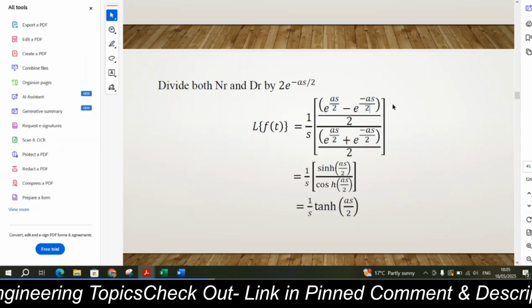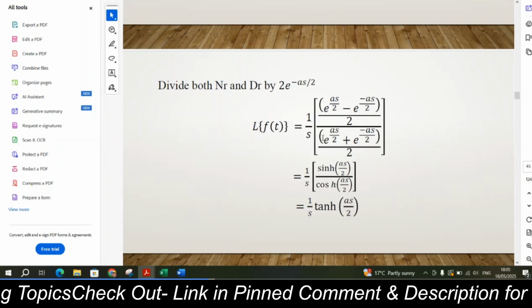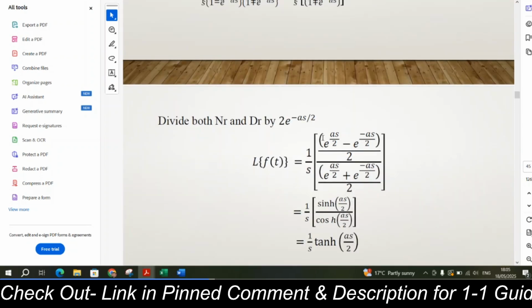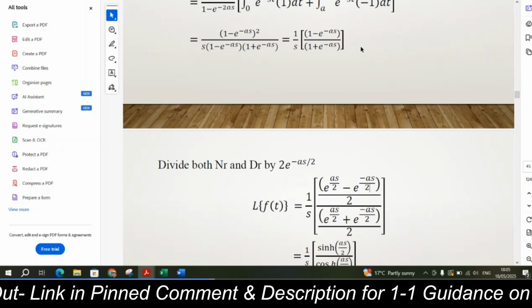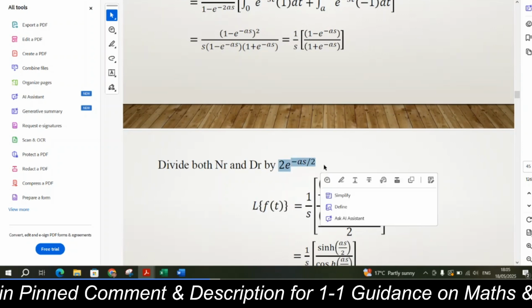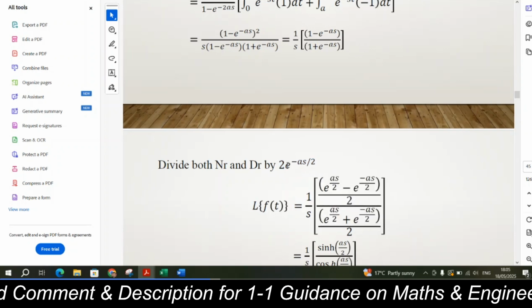So this is the formula. Yesterday we did hyperbolic sine and hyperbolic cos as well in the initial part, correct? While we were doing the Laplace transforms. So this is the formula. What they have done is they have just divided the numerator as well as the denominator by this particular term.